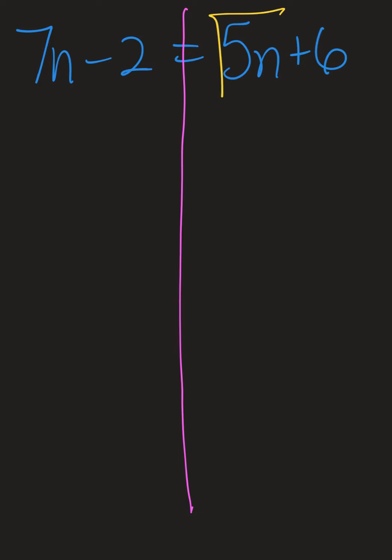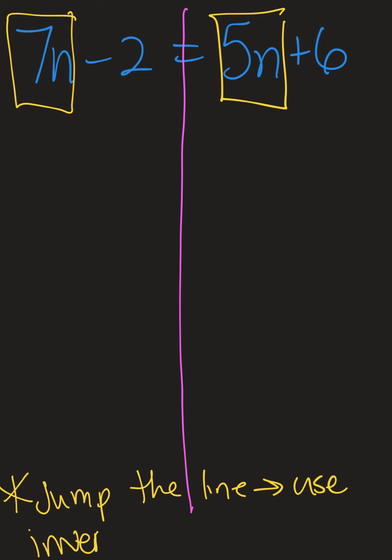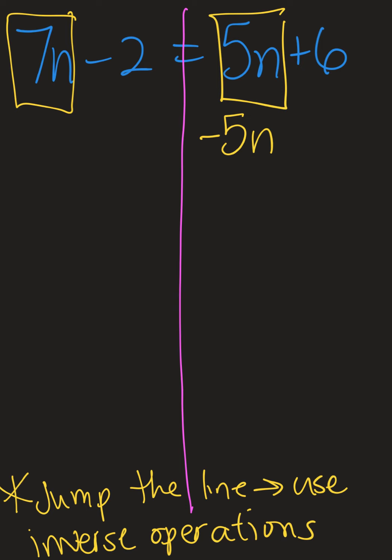So I have 5n on one side and I have 7n on the other side. I need those to be on the same side of the equation. Anytime I jump the line, okay? Anytime you jump the line, you have to use inverse operations. I cannot simply combine them because they're on different sides, okay? So I'm going to subtract because I'm currently dealing with a positive 5n. So I'm going to subtract 5n from both sides.